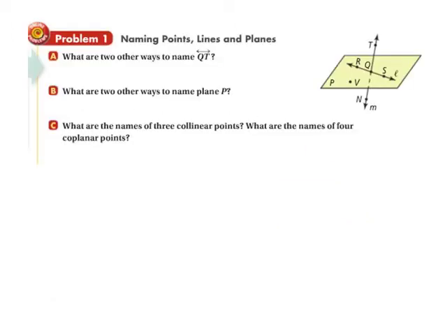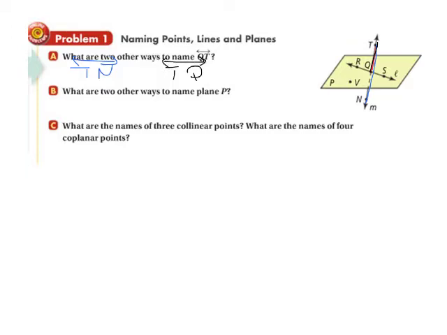We're going to do problem number 1. It says naming points, lines, and planes. What are 2 other ways to name QT? So we've got QT right here. What are 2 other ways to name this line? Another way we could name it is TN, and then put your line over the top. Or we can go from T to Q. So we can also name it TQ, and put your line on the top.